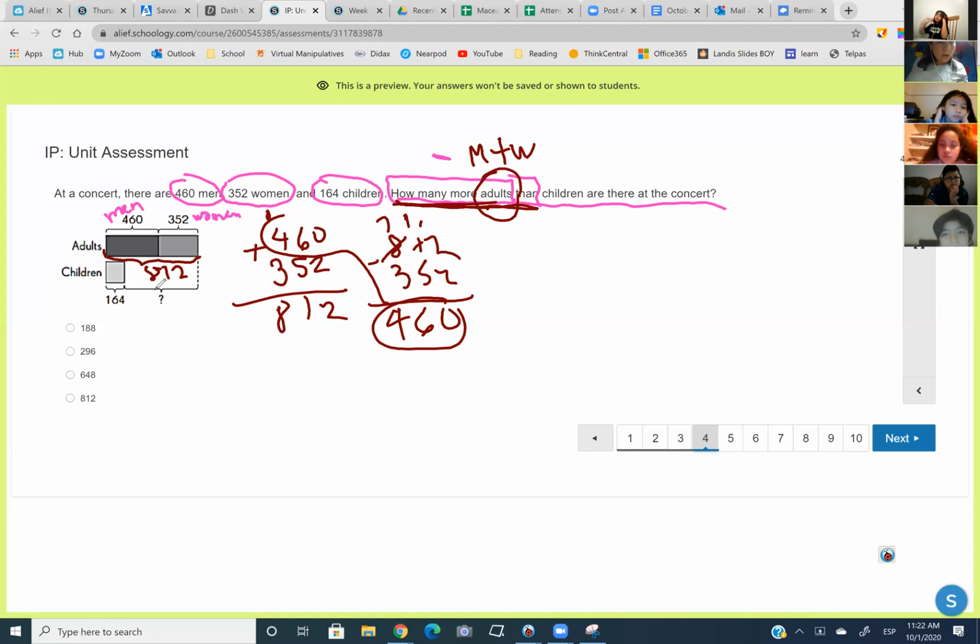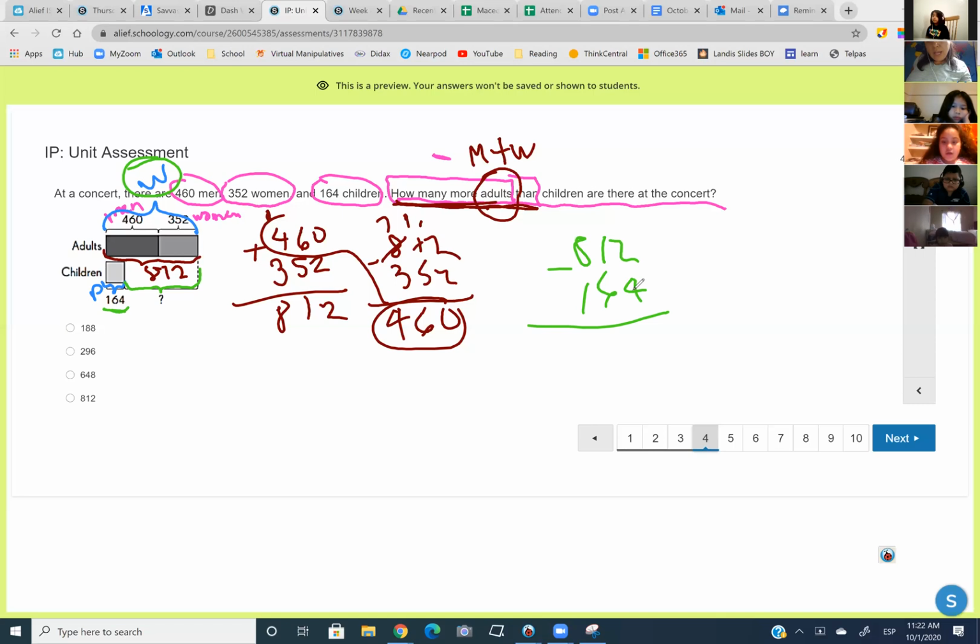Now I need to know how many more adults than children there are. Now if you notice, again, we have the part. These two became the whole, and this is the part because it's little, and then I have another part here which is little too. So I need to subtract the whole, which is 812, minus the part. So 812 minus 164, which is the part.